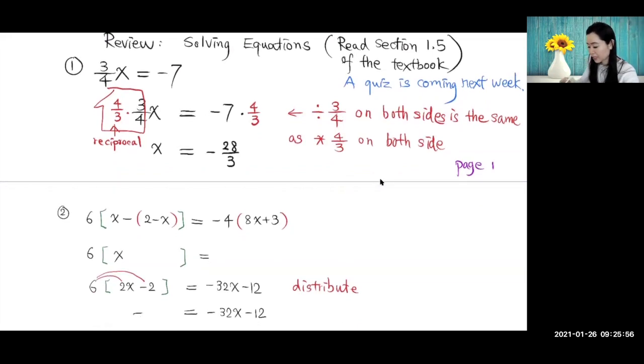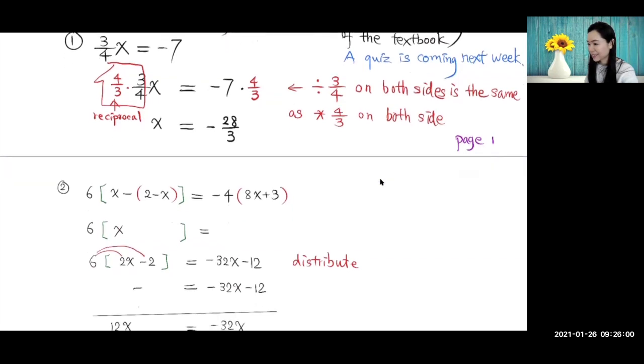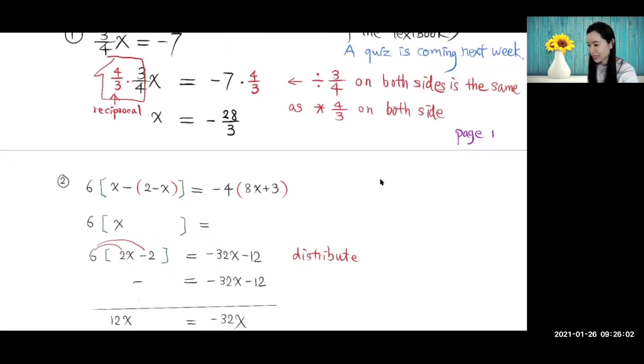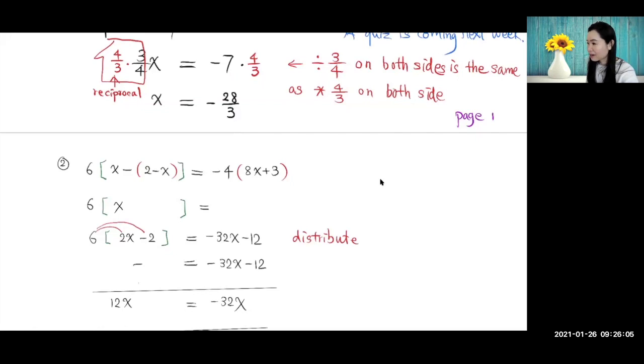Okay, now we have isolated this x, we solve for x. Okay. Now this next one over here, 6 times this. Now for this equation over here, first you need to remove the inner parenthesis by distributing this negative sign. So distribute here, we'll have minus 2.